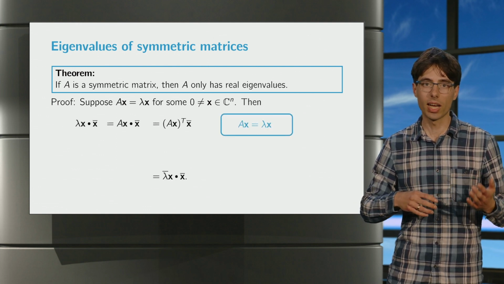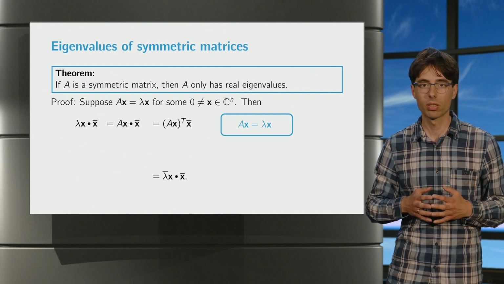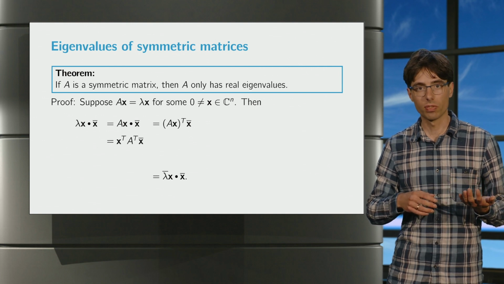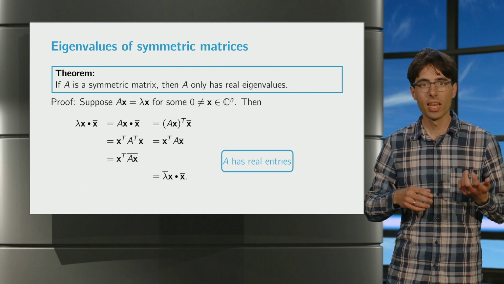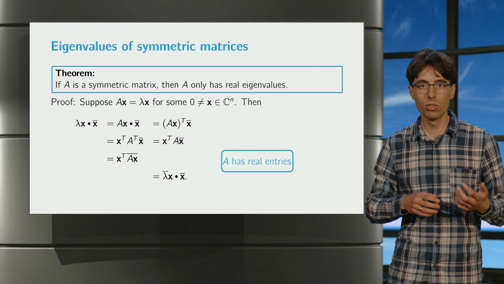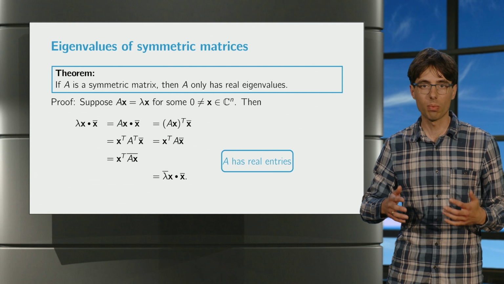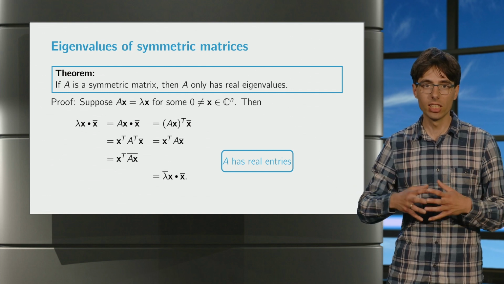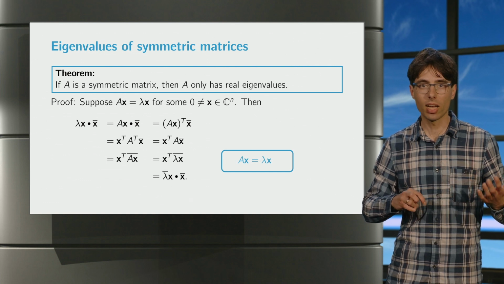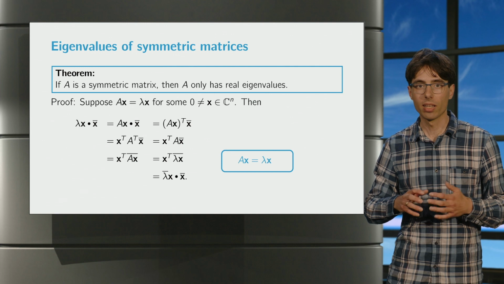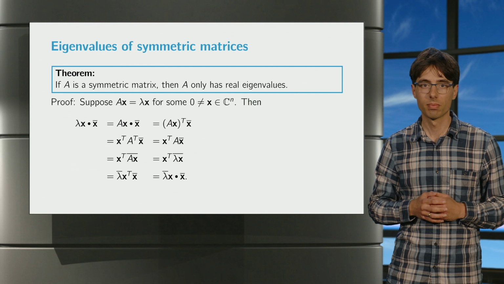First, we use that lambda is an eigenvalue of A with eigenvector x, and we write the inner product as a matrix vector product. Then, we work out this transpose and use that A is symmetric. Since A has real entries, it is its own complex conjugate. So we can use the additive and multiplicative properties of the complex conjugate to take A inside the complex conjugate. Then we can use again that x is an eigenvector of A with eigenvalue lambda and take out the scalar to arrive at the desired equality.